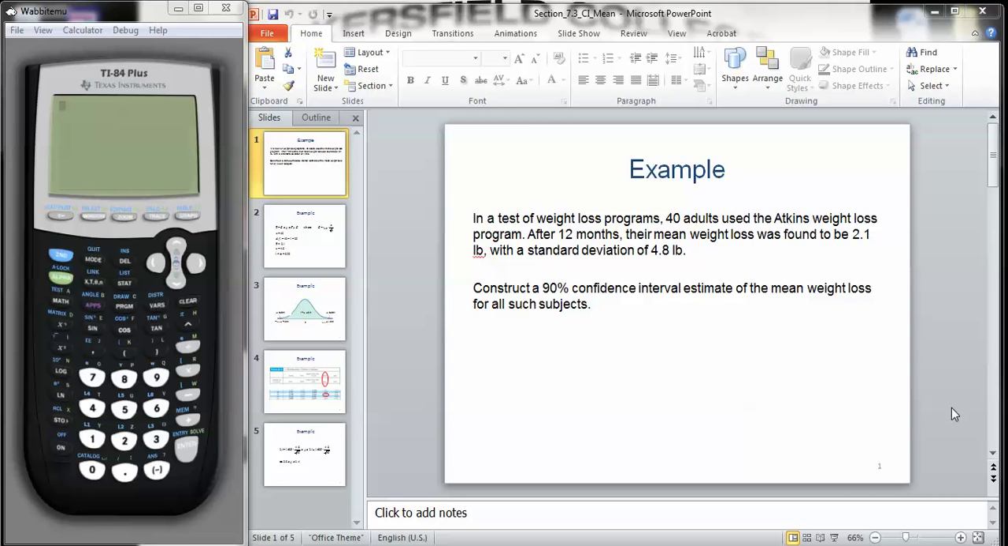Hi everyone. Now I'd like to talk about an example about constructing a confidence interval for a population mean. So here we have a weight loss program. 40 of them use this program. And after 1 year, their mean weight loss was found to be 2.1 and the standard deviation of the weight loss is 4.8. So now we'd like to construct a 90% confidence interval for the mean weight loss for all such subjects. So 40 is just a sample.